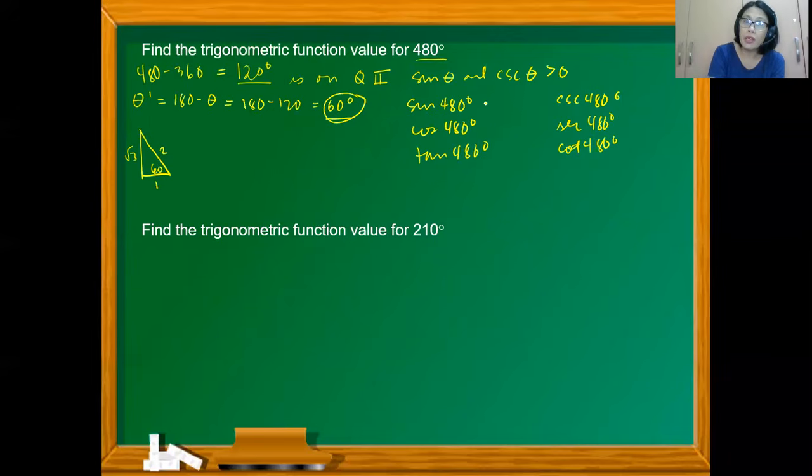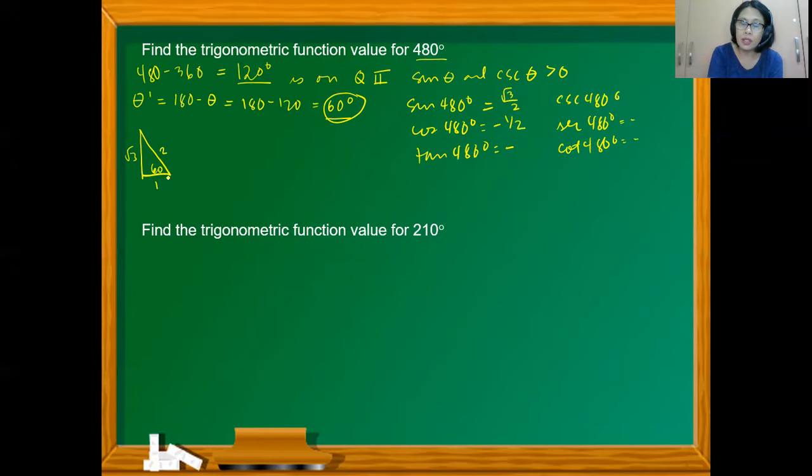So sine 480 equals sine 60. So sine 60 is actually opposite over hypotenuse. So this is square root of 3 over 2. So this is positive and the rest will be negative. Now for cosine, this is adjacent over hypotenuse. So this is negative 1 half.